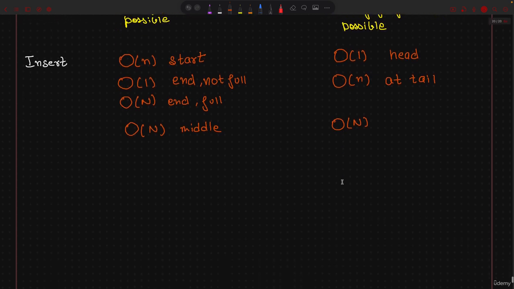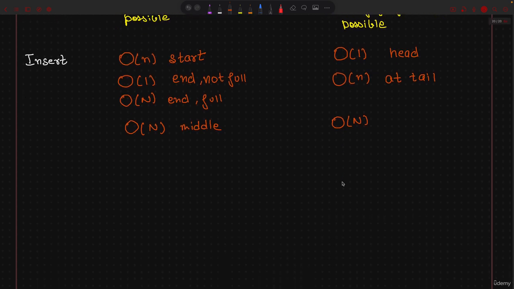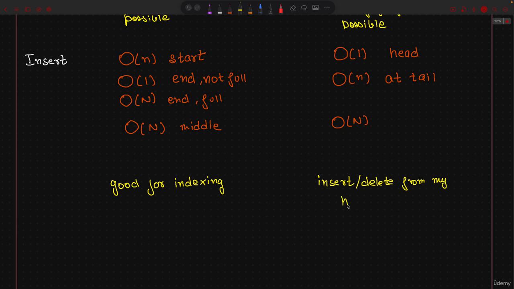Now let us move forward and see a few more things. Based on this discussion, we can write for deletion and other operations as well, right? That is not a problem. But a few things will be a lot clearer. That is, arrays are very good if we have to use indexing. So they are very good for indexing. On the other hand, linked lists are very good if we have to insert or delete from my head, right? So if you have some operation where we have many insertions, I think you can use linked list because no memory is getting wasted and it is very fast, right?